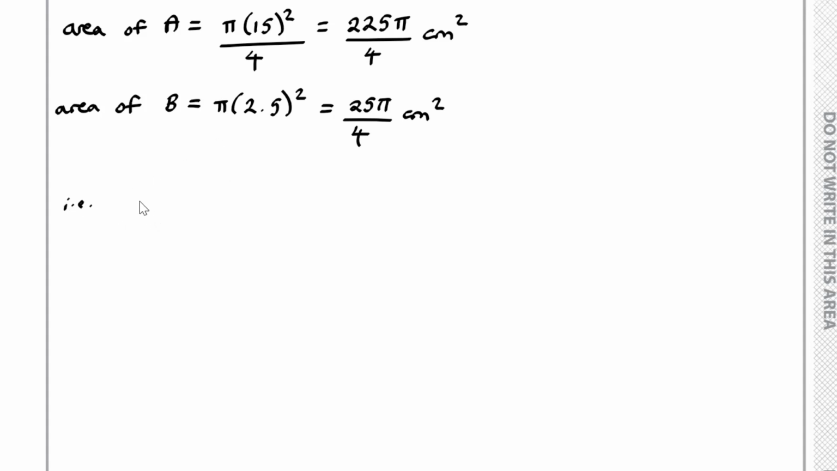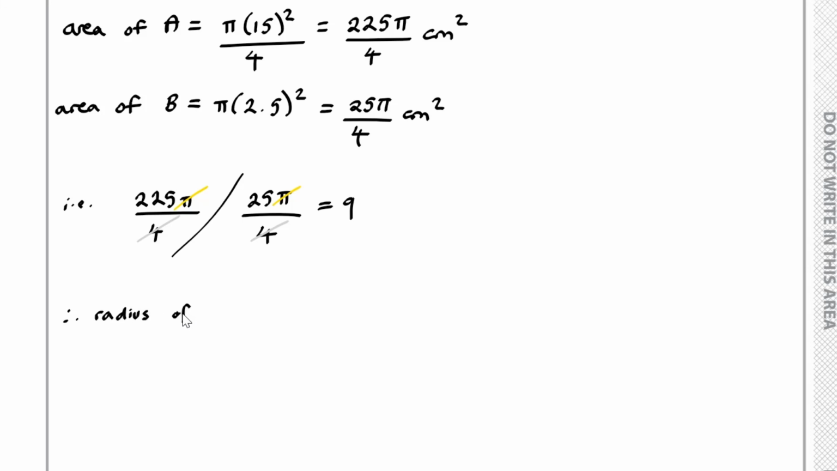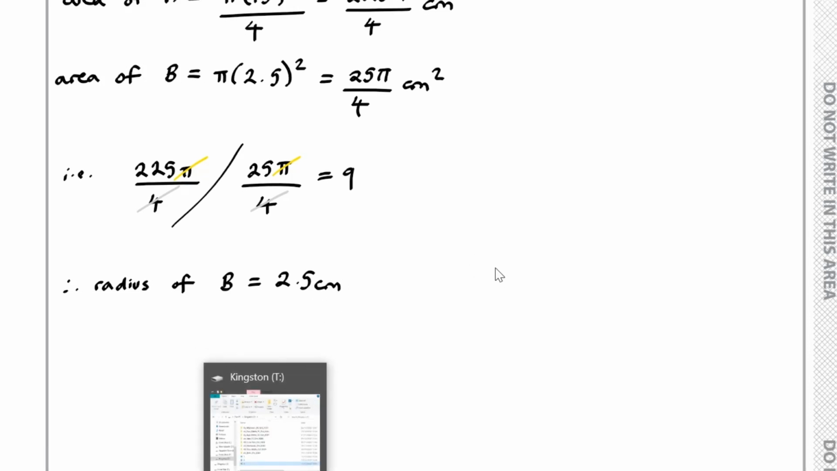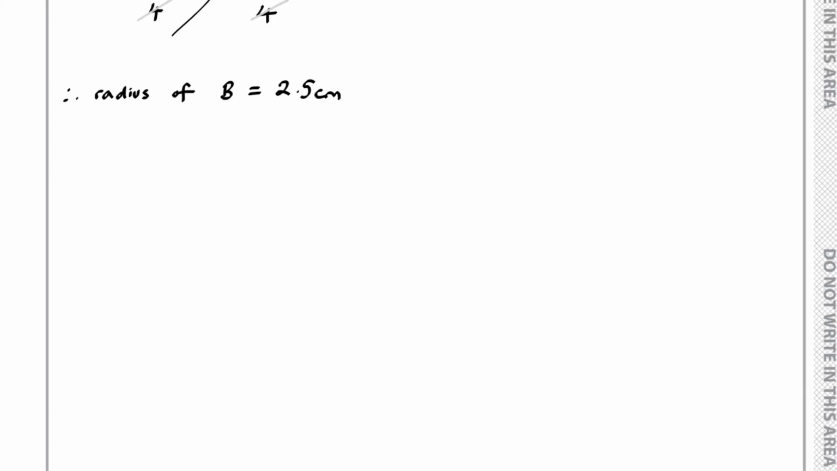So what we have over here is 225 pi over 4 divided by 25 pi over 4. Well, here those 4's cancel, the pi's cancel here. 225 divided by 25, that's 9. So therefore we can conclude that the radius of B is equal to 2.5 centimeters. Okay, so that's exactly what we wanted to show.